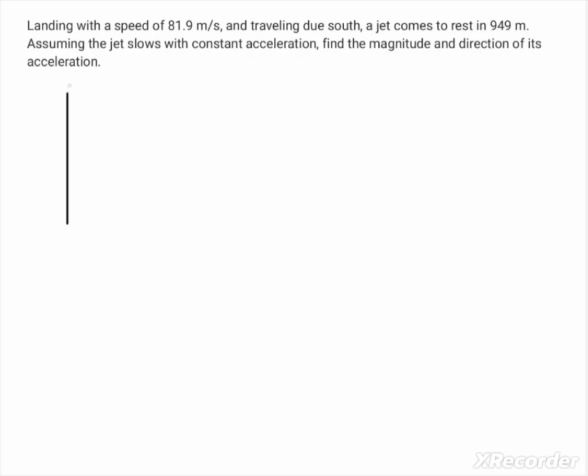So say this is our north and this is south. So the jet is moving that way. So it says landing with a speed of 81.9 meters per second. So when it lands here, right, that's our initial velocity, that is v0, call it 81.9 meters per second, and then it comes to rest.